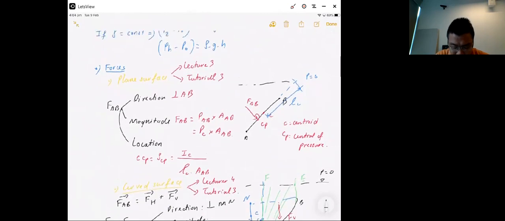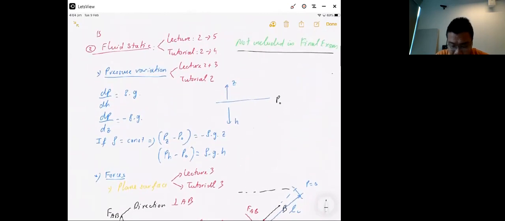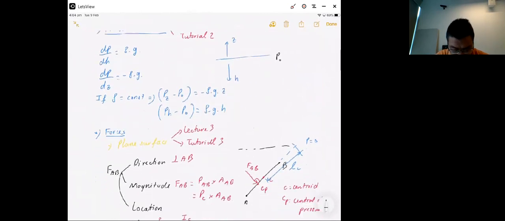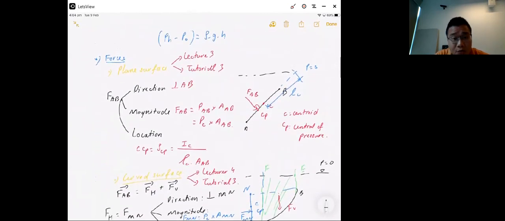Pressure variation you can find in lectures 2 and 3 and tutorial 2. About the forces, we studied two: force on a plane surface and force on a curved surface. Force on a plane surface you can find in lecture 3 and tutorial 3, and you can see it on the screen.